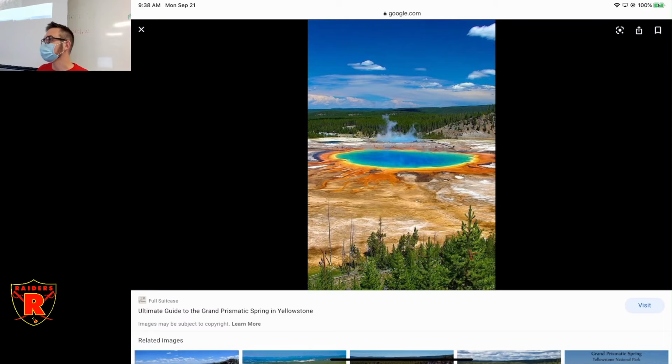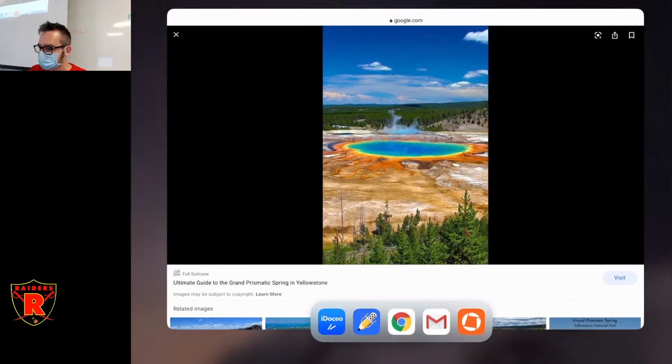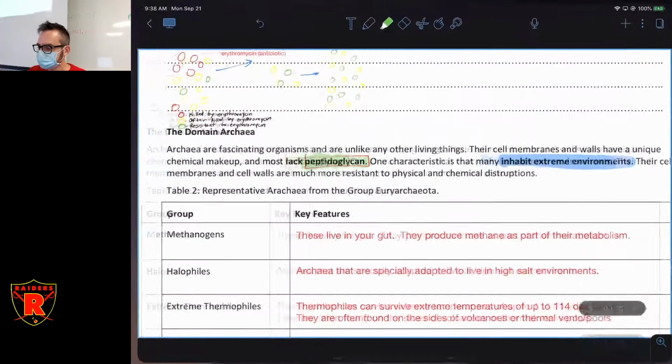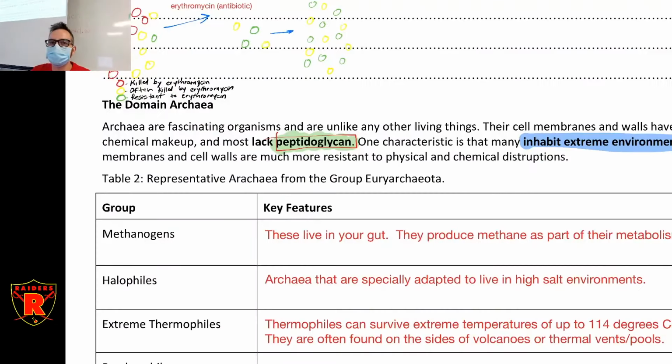But the water in the center is boiling. There's boiling water coming out of this thing, and pretty much the only thing that lives in it is extreme thermophiles. They're really pretty though. If you ever go to Yellowstone, there's a whole bunch of thermal vents like that that have beautiful colors.